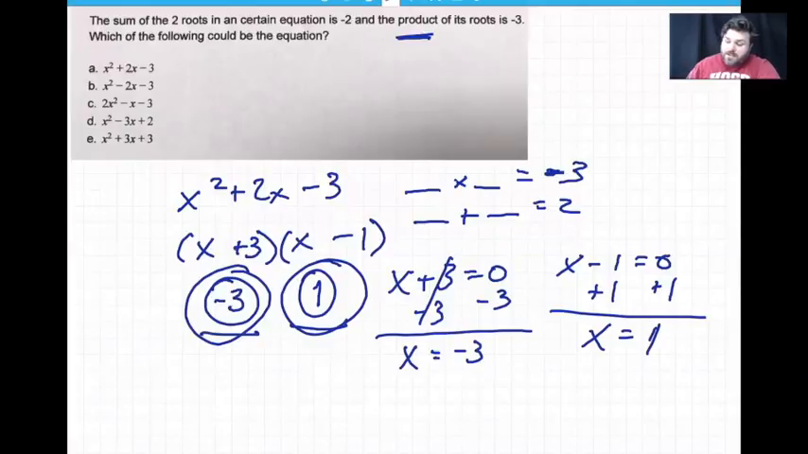What do they add to be? The sum of the two roots is -2. Those actually add to be -2. So the problem with this strategy is you'd have to try it for each one, right? And it's okay, but there's a faster way to do it.